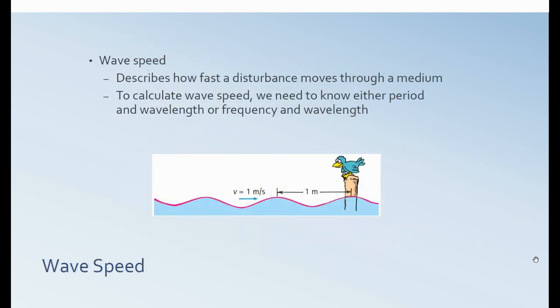We can also determine a wave's speed now that we know a little bit about waves. This describes how fast the disturbance is moving through a medium. To calculate wave speed, we either have to know the wavelength and the period of the wave, or the wavelength and the frequency of the wave.